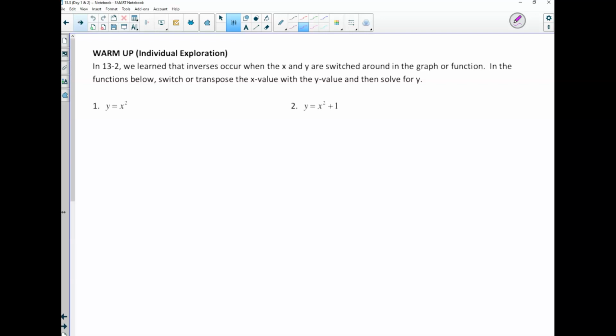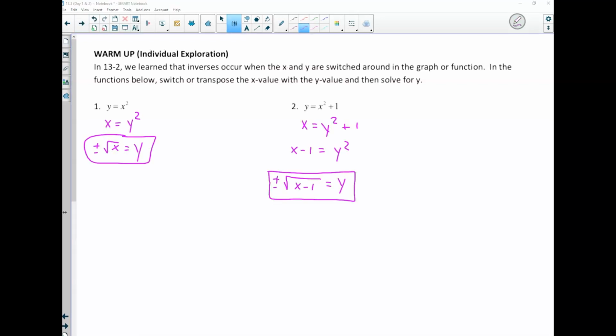Okay, so what I want you to do here is I'm going to hit pause, and we learned that inverses occur when x's and y's are switched around in the graph of a function. In the functions below, we are going to switch or transpose the x values with the y values and solve for y, and we are going to find what the inverse is. All right, so I'm going to hit pause, and why don't you go ahead and do number one and number two.